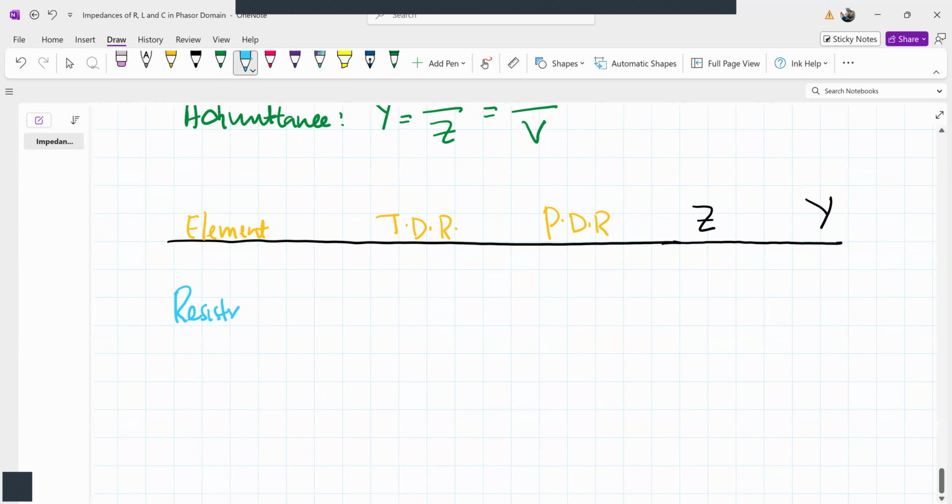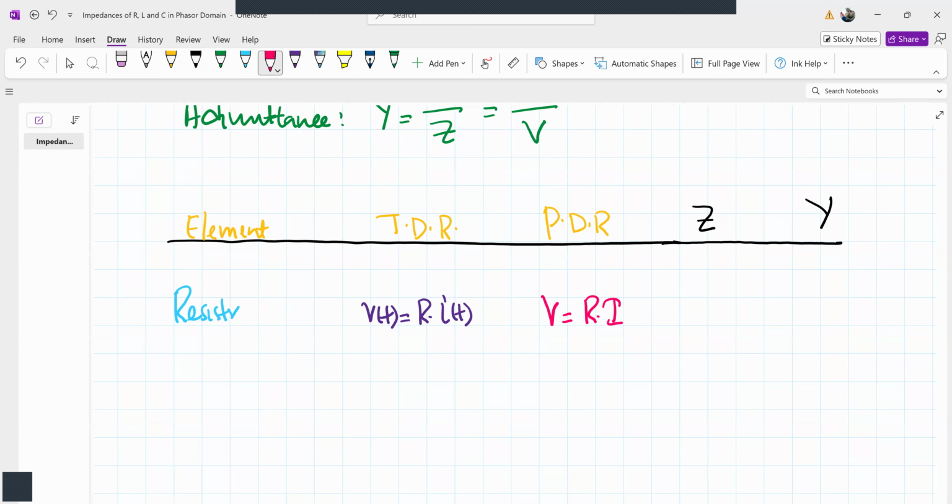How are V and I related in the time domain? Simply, V of t is R times I of t. The voltage at any instant of time is the resistance multiplied by the current. Now in the phasor domain, V phasor is equal to R times I phasor.